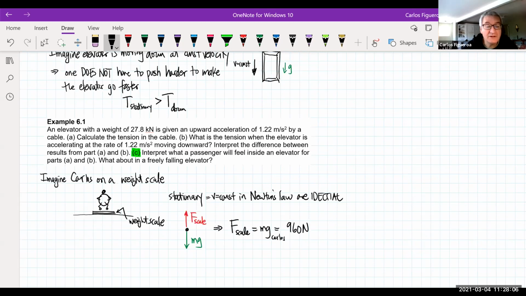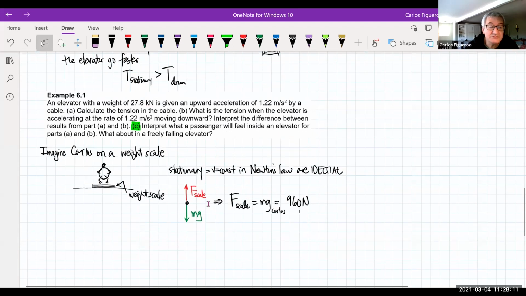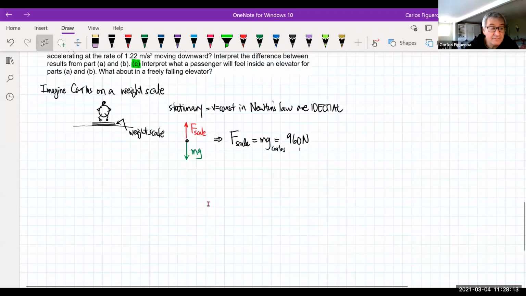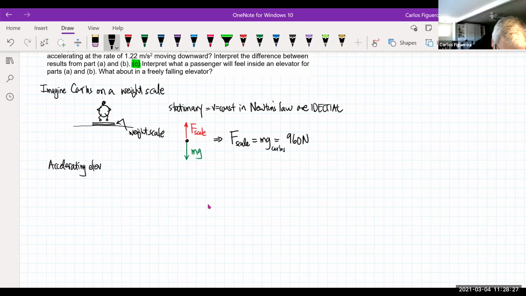So let's go look at this thing here. Now, what am I going to do? I'm going to put Carlos in an elevator. Okay? And what we found before was this: now I'm in an accelerating elevator. So the first case that we want to look at is upward acceleration.